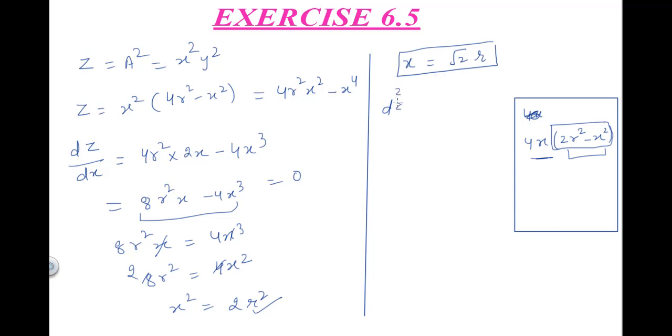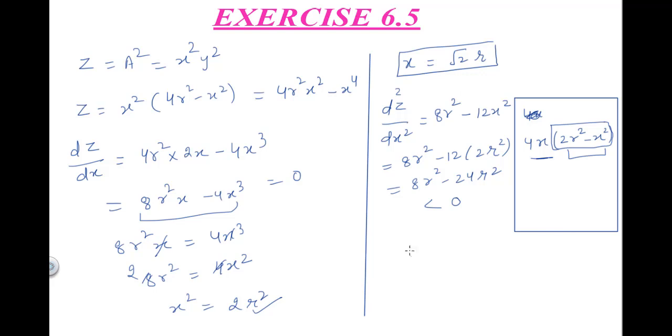So just see, the second order derivative with respect to x: 8r square will be constant, x differentiation will be 1, minus 4x cube will be 12x square. Instead of x square we can put 2r square. So 8r square minus 12 into x square, which is 2r square. You can easily see it is 8r square minus 24r square. Correct? And it is less than 0. It is coming as negative. That means area is maximum at this point.